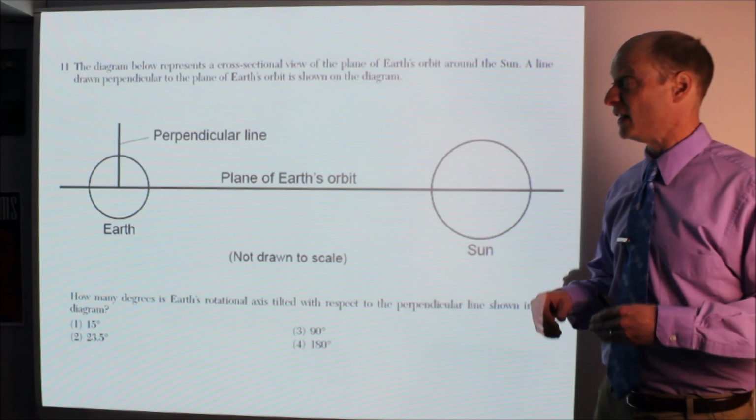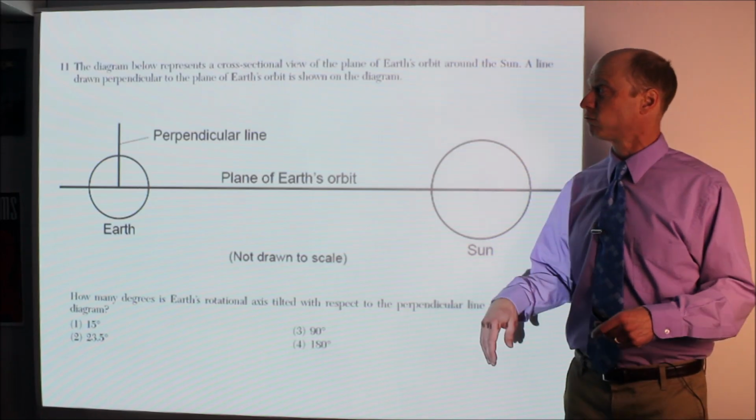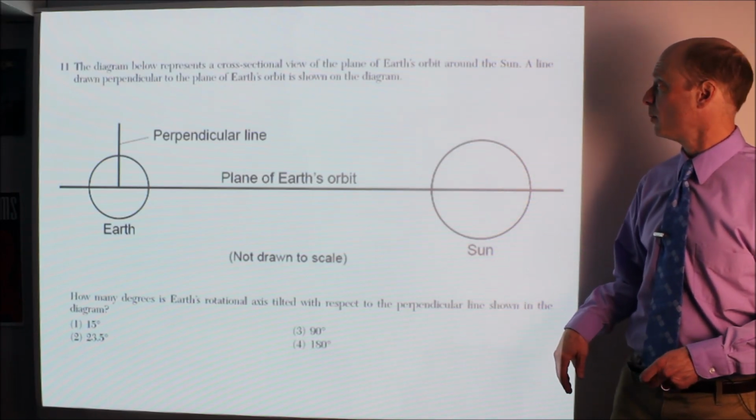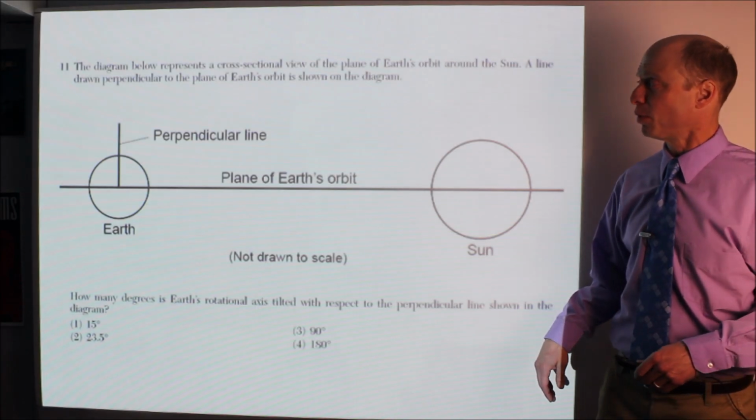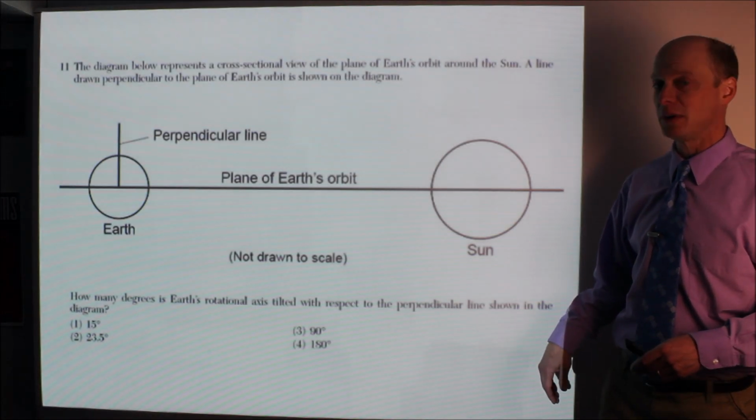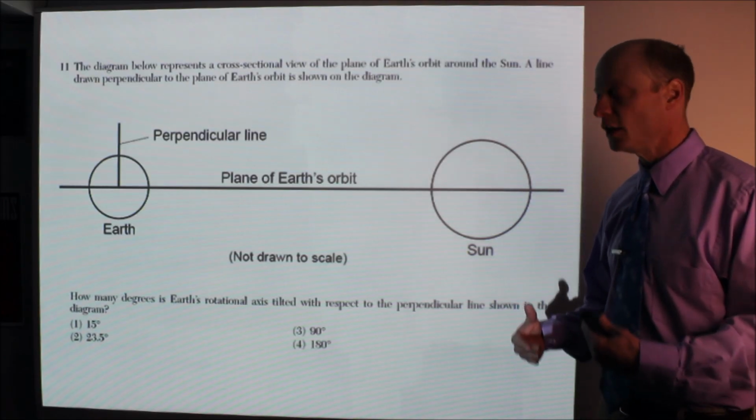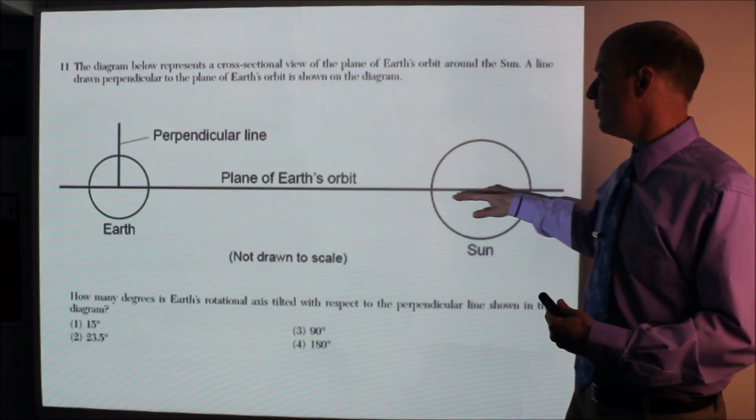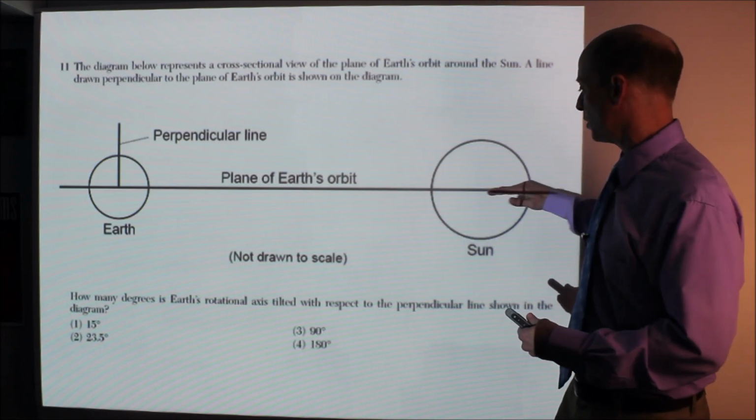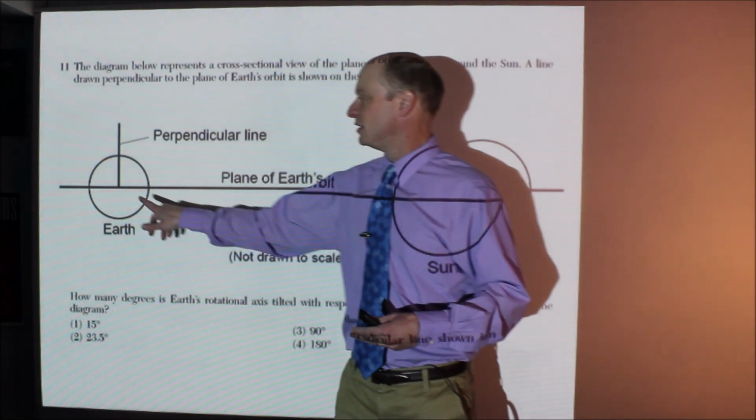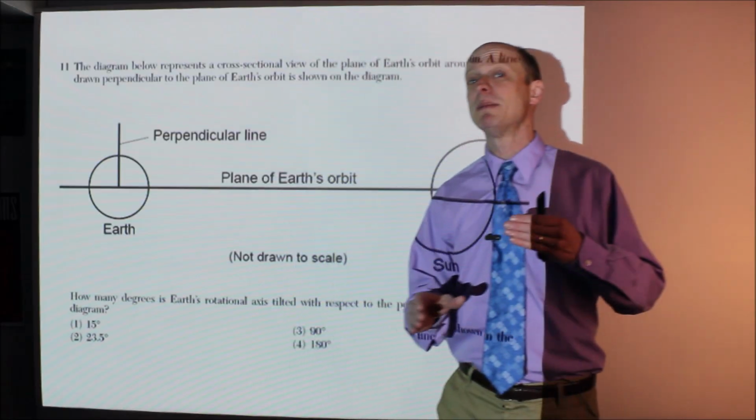Question 11. The diagram below represents a cross-sectional view of the plane of Earth's orbit around the sun. A line drawn perpendicular to the plane of Earth's orbit is shown in the diagram. Okay, so there's a lot here. You really got to look and see what's going on here. So obviously this line doesn't exist in space, but this is a perpendicular line between the sun and Earth, and this is a perpendicular line to this. So it's really about Earth's axis.